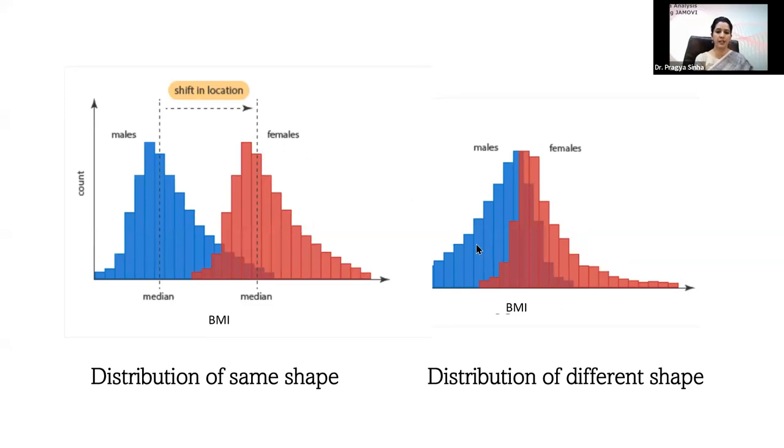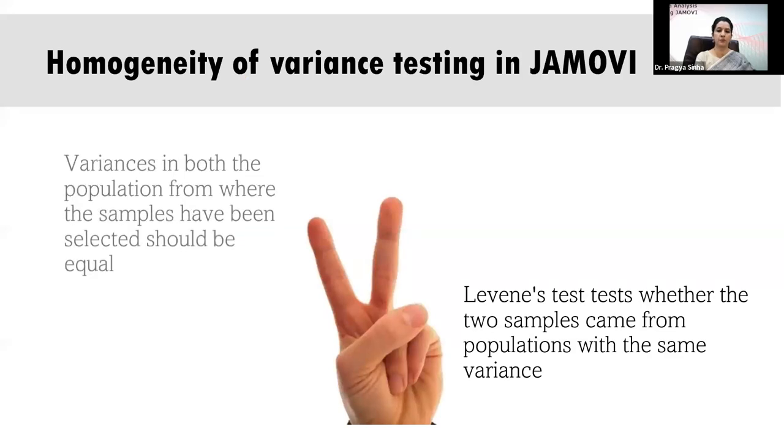But if you see this, one is going towards the left and the other is going towards the right. So here the distribution is of different shape. In the first scenario, you can still go ahead and apply the independent sample t-test. But in the second, where there is a skew and both the groups are skewed in different directions, you should not apply an independent sample t-test. Then you should definitely go for the Mann-Whitney U test.